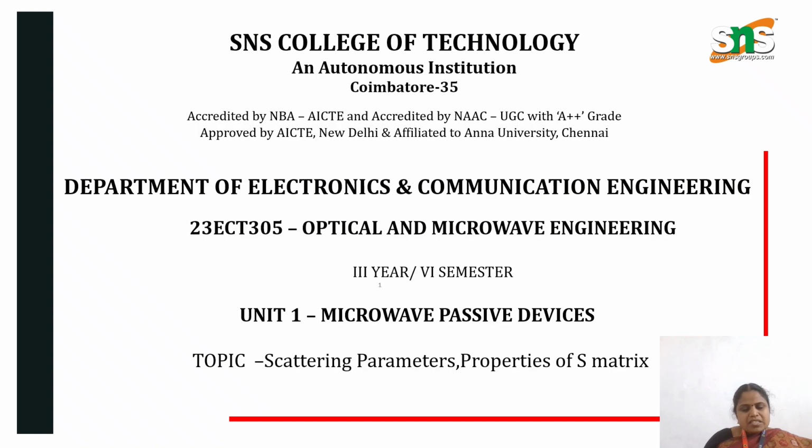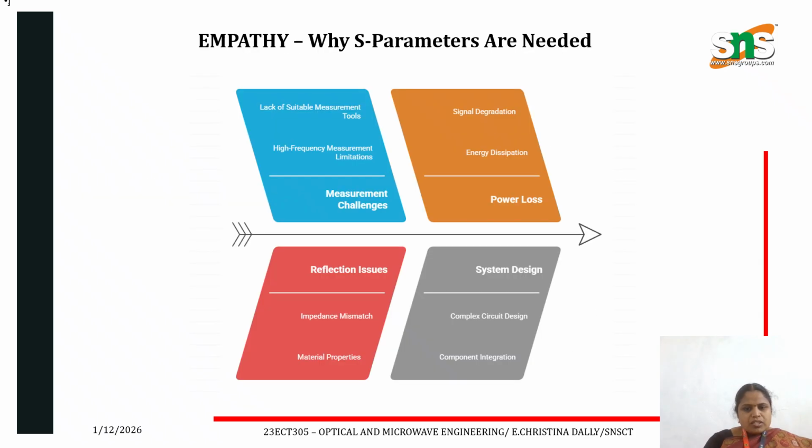The measurements are very important in microwave, and we are using the Z parameters, Y parameters, A, B, C, D parameters. These are all the disadvantages in the low frequency parameters. That is why we are going for the S parameters. So the S parameters are nothing but the high frequency parameters.